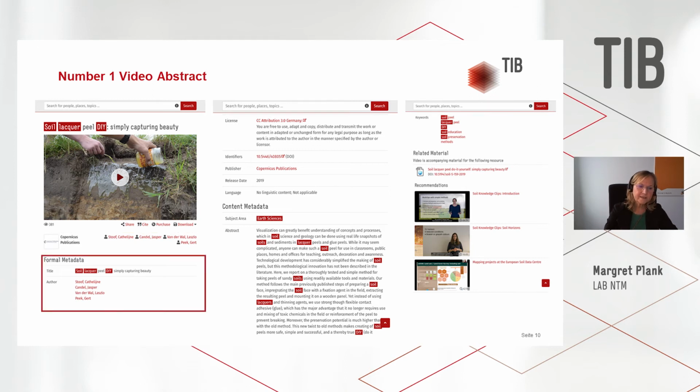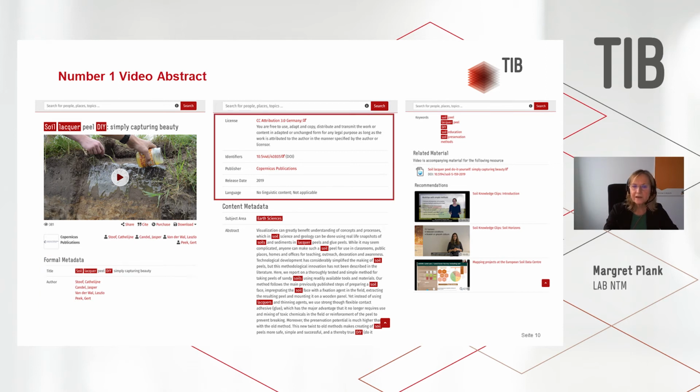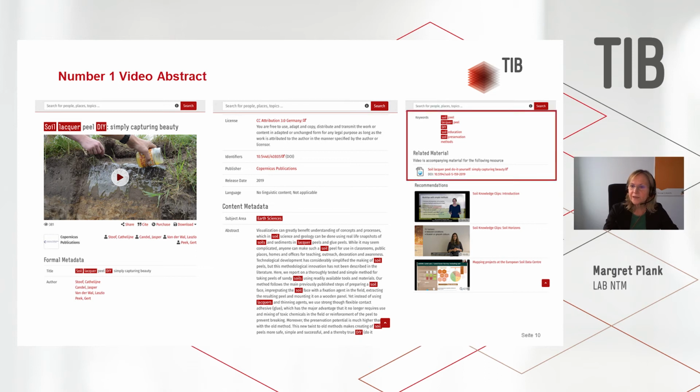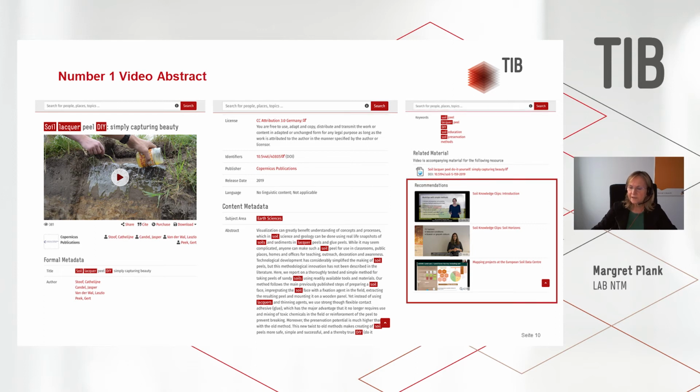Then the formal metadata, again title and authors. Then you have the license identifier. All the videos have a DOI. The publisher, again, the release date, language, subject area, an abstract, some keywords, and then finally the corresponding paper here with the DOI. And then some recommendations for further videos.